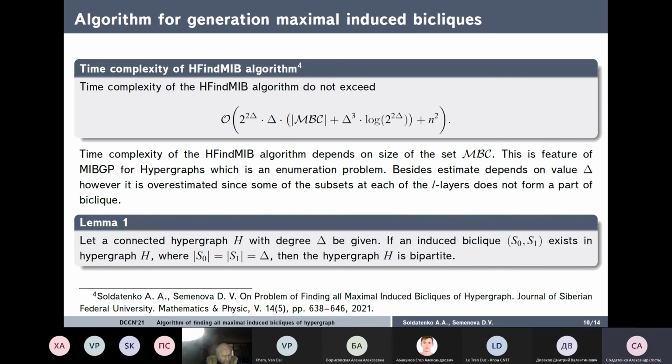And with time complexity, you can see it's an exponential algorithm, but it's a numerical problem in the end.